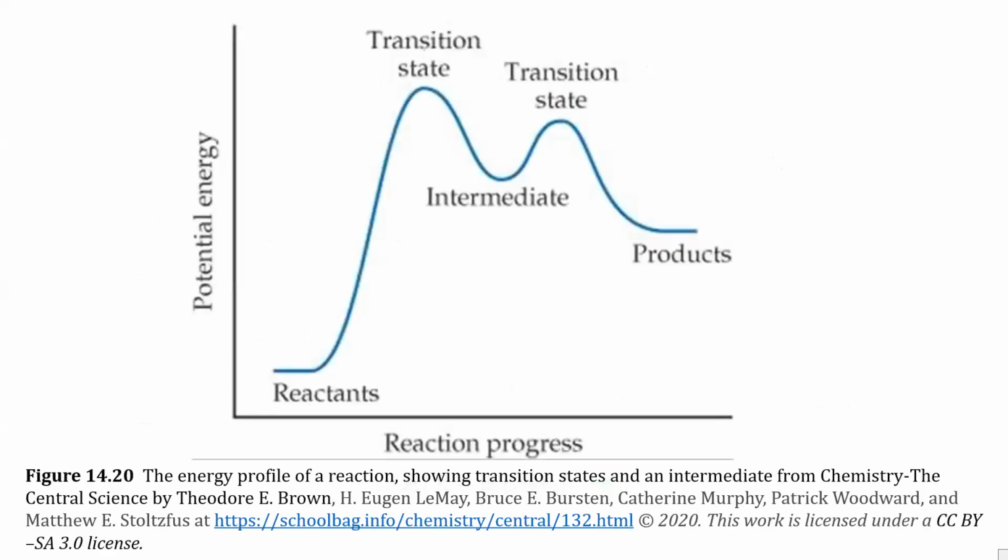This figure shows the energy profile for a two-step process where the first step is the slow step or rate determining step, and the second step is the fast step, as evidenced by the high amount of energy from reactants to its transition state in step 1, and low amount of energy from intermediate to its transition state in step 2.